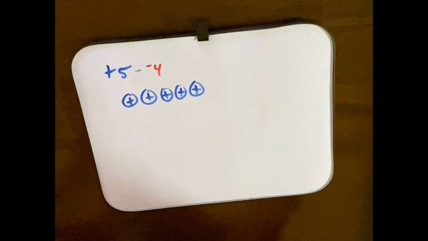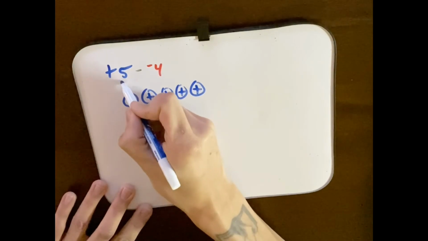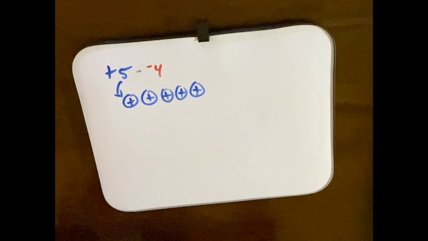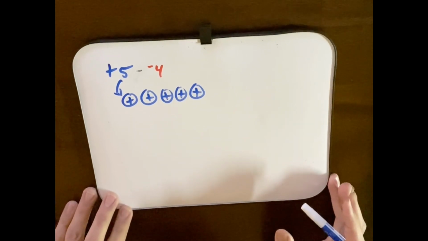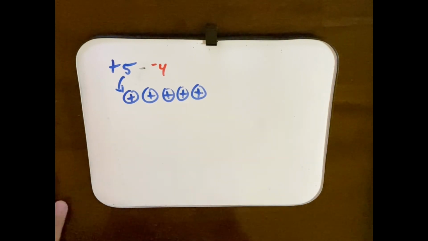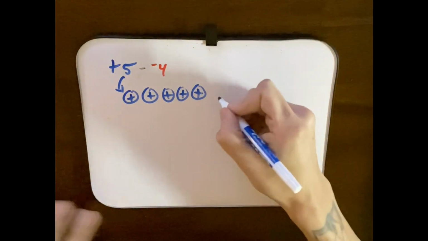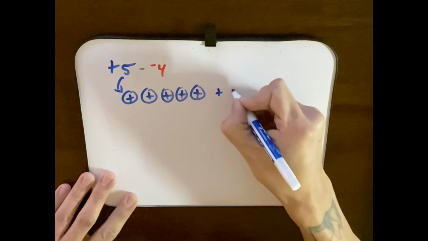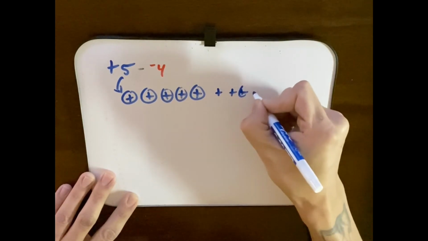So we start out with 5 positives, right? And we need to subtract -4. But do we have 4 negatives to take away? No, we don't. So this is where we add in those 0 pairs. That's going to help us to get those negatives. So we're going to add 4 0 pairs.